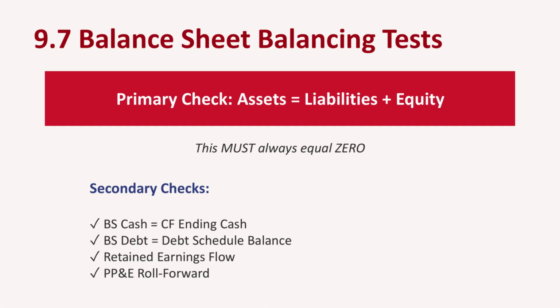To handle circularity in Excel, we enable iterative calculations. Our primary check is always assets minus liabilities minus equity equals 0. We've mastered the three-statement integration, linked the P&L to the balance sheet, and built a robust cash flow statement. You are now equipped with the core of financial analysis.